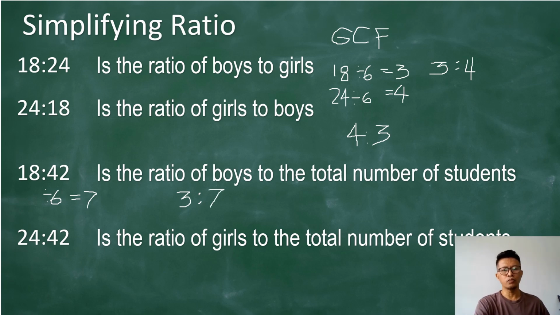And if you're going to ask the simplified ratio of girls to the total number of students, that is 4 is to 7. Why? Because all of these numbers here have the greatest common factor of 6.